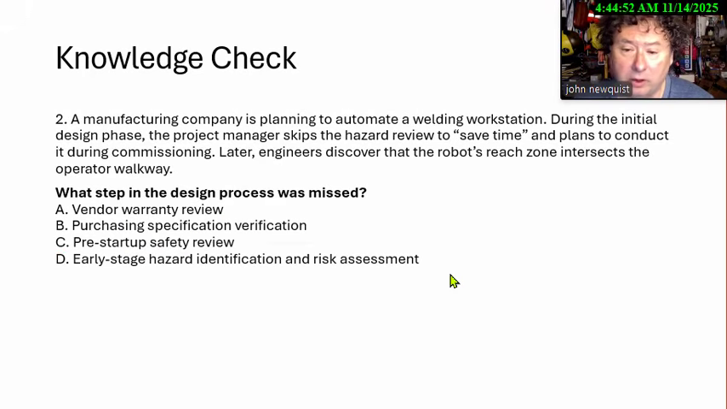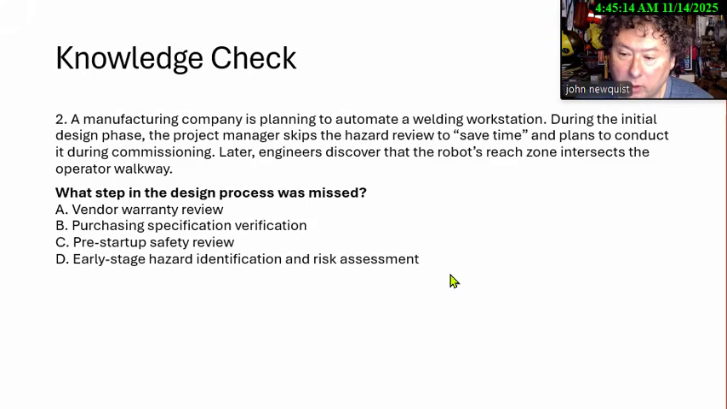A manufacturing company plans to automate a welding workstation. We'll show you a welding workstation. And then during the initial design phase, the project manager skips the hazard review to save time and plans to conduct it during commissioning. Later, engineers discover the robot's reach zone intersects with the operator walkway. What step in the design process was missed?